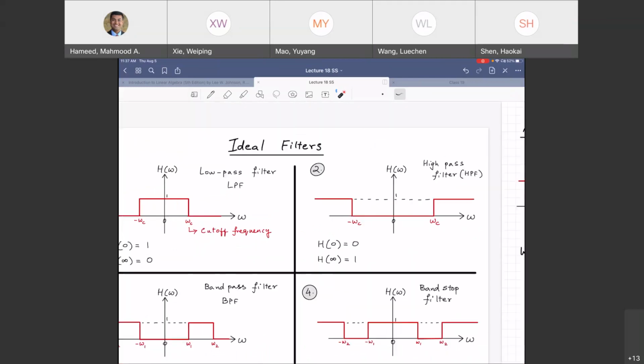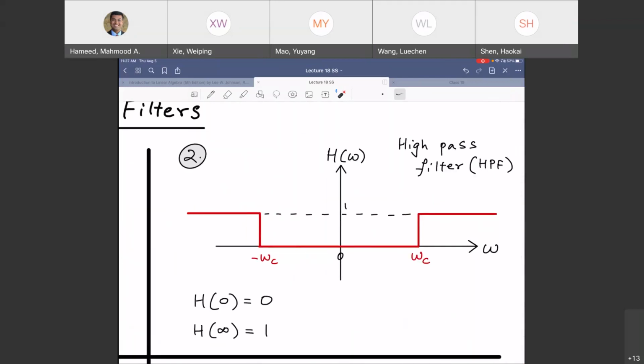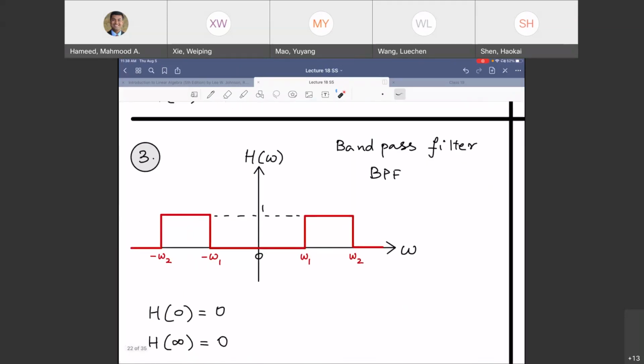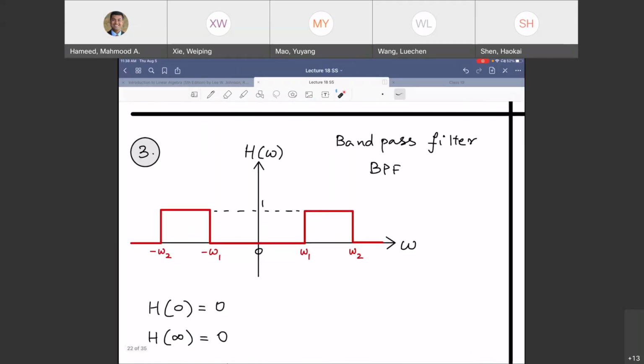So next one, ideal high-pass filter. Frequency response shown. Any frequency that is higher than omega c is getting passed, and all those frequencies are getting treated fairly, the same way. So amplitude 1, amplitude 1. That's a high-pass filter. At 0, nothing. As you go up in frequency, you've got a 1. That's an ideal high-pass filter.